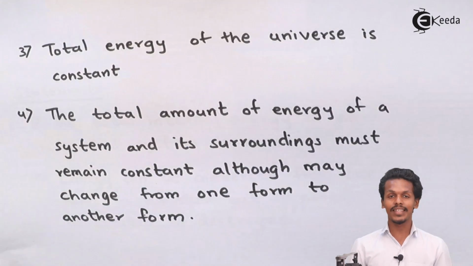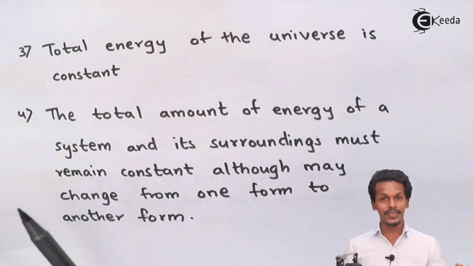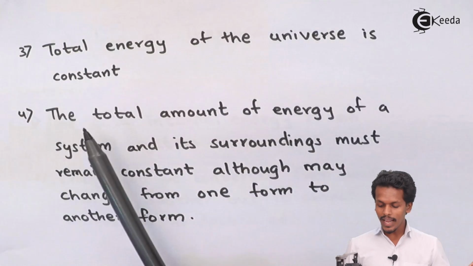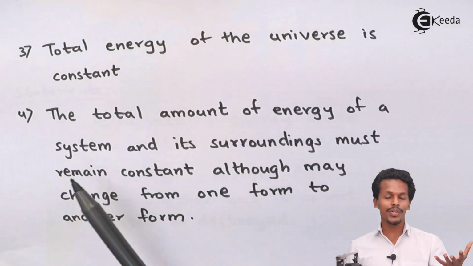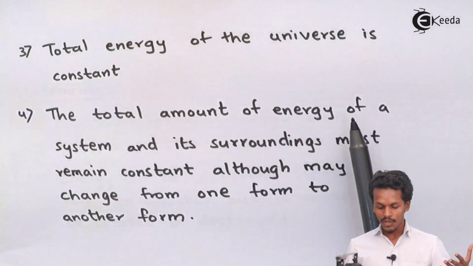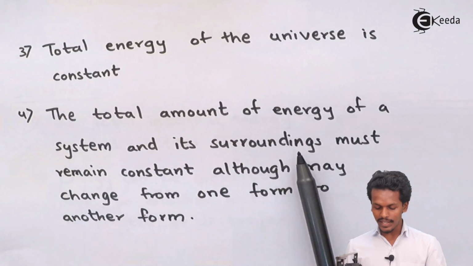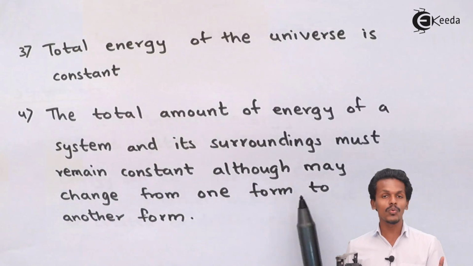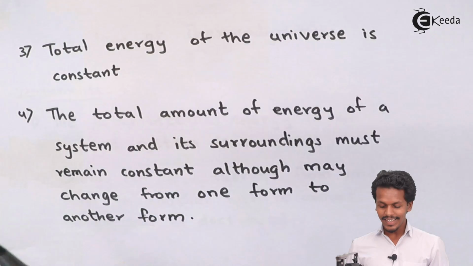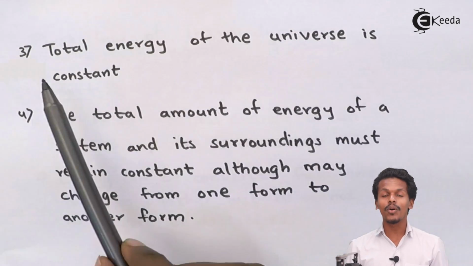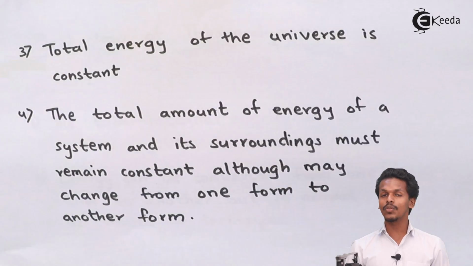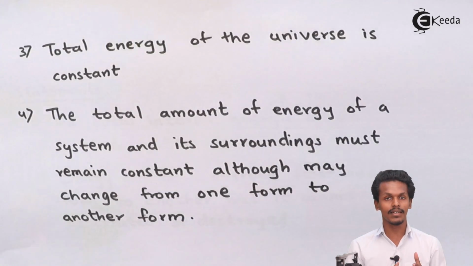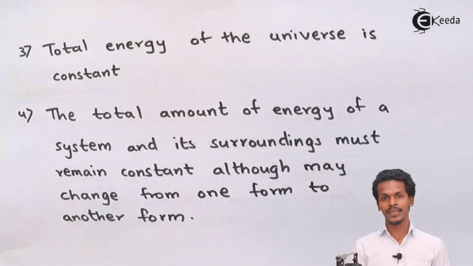Now let us talk about the last statement that we have right now. That is, the total amount of energy of a system and its surroundings must remain constant, although it may change from one form to another. So it clearly indicates that it is related to the third statement, because the energy of the universe will remain constant.